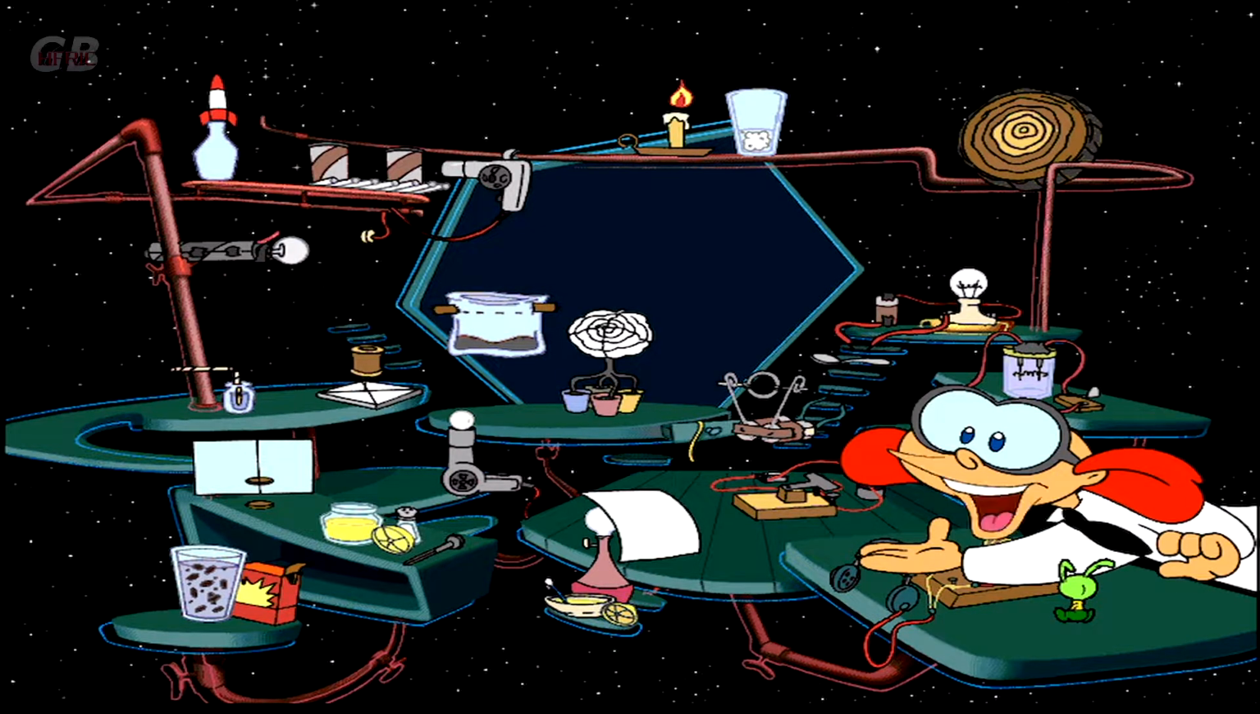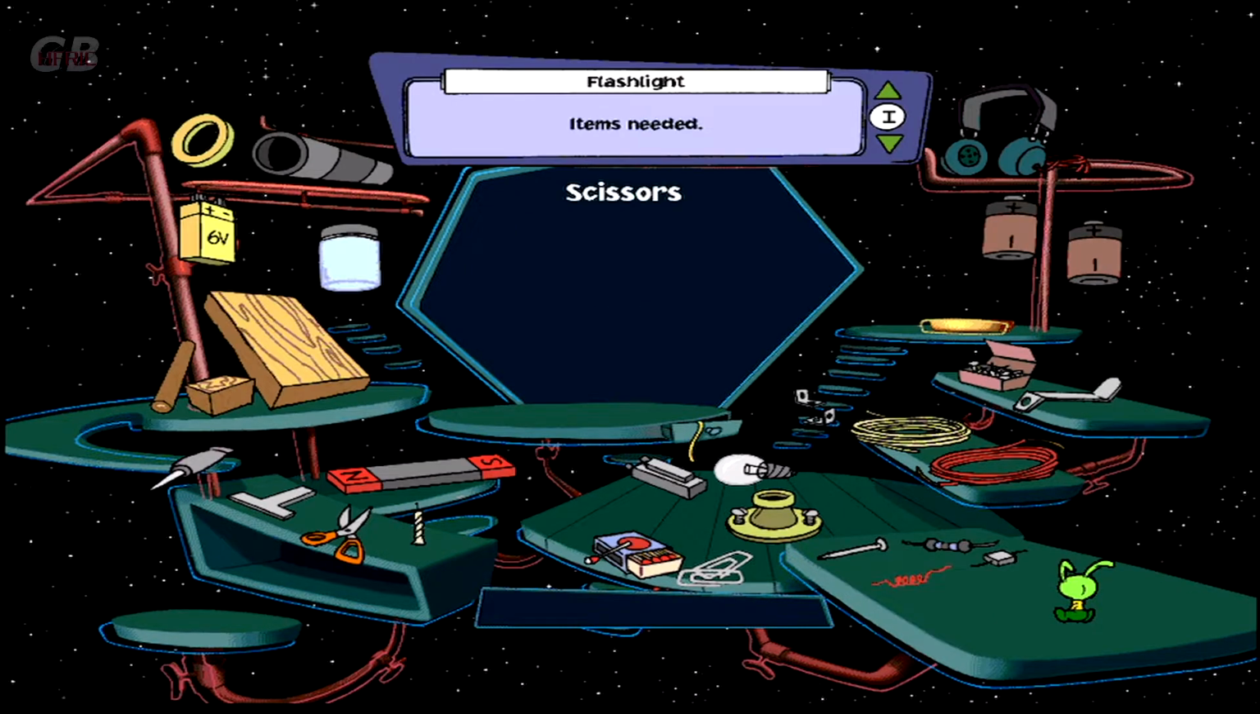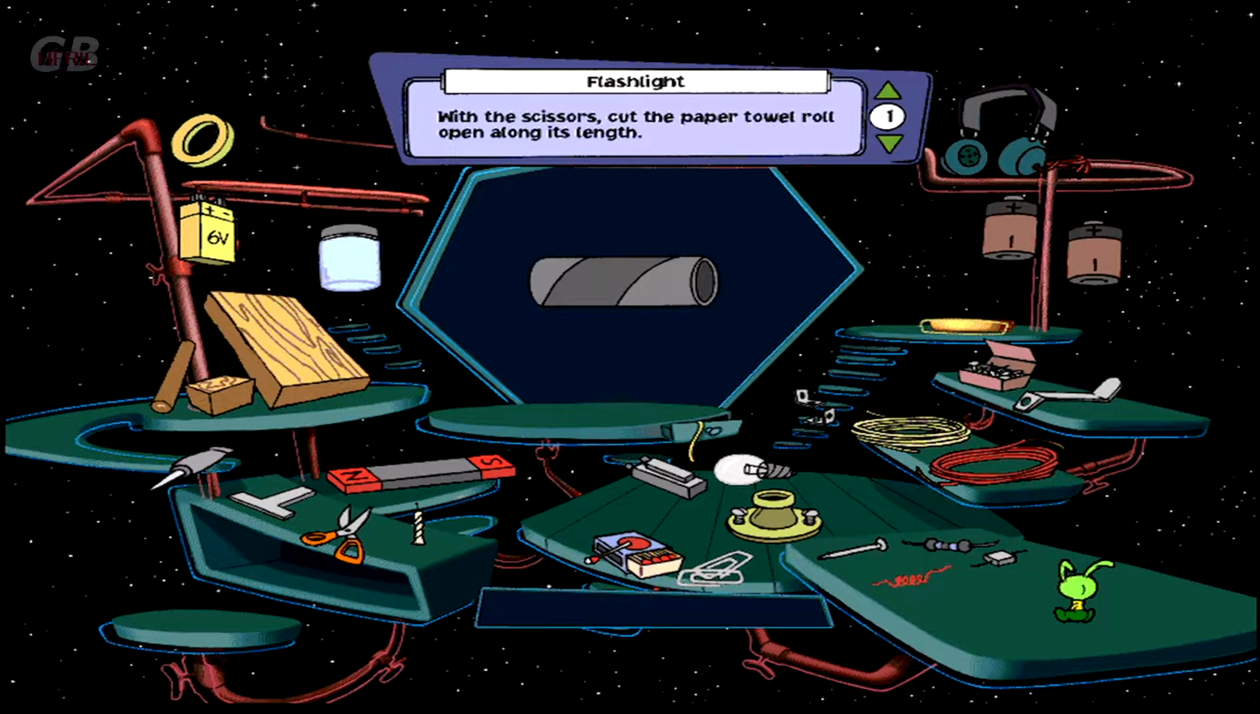Good choice! The flashlight. You'll need scissors, an empty paper towel roll, 2 batteries, a mini light bulb, some copper wire, and tape. With the scissors, cut the paper towel roll open along its length.